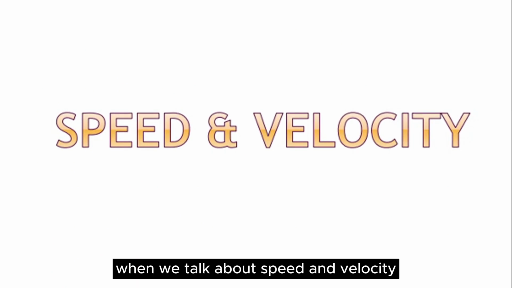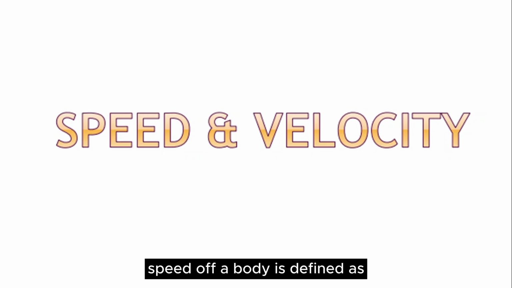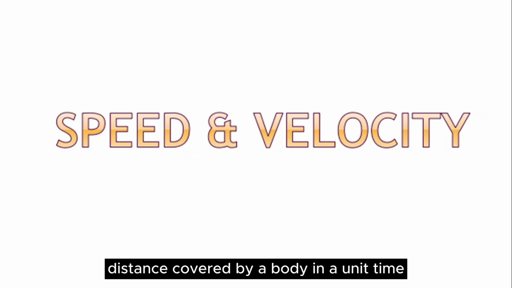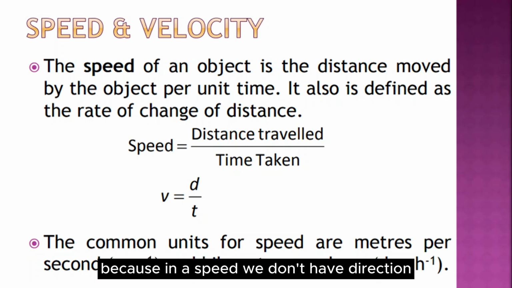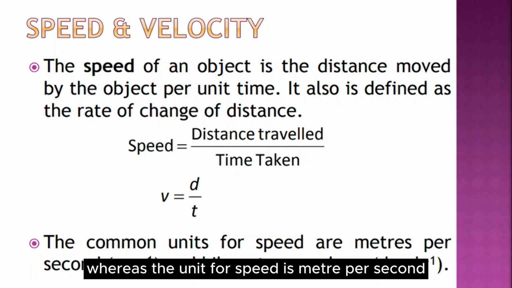When we talk about speed and velocity, speed of a body is defined as the distance covered by a body in a unit time. The formula for speed is distance covered divided by time taken. Speed is a scalar quantity and velocity is a vector quantity, because in speed we don't have direction. The unit for speed is meter per second, or we also measure speed in kilometer per hour.